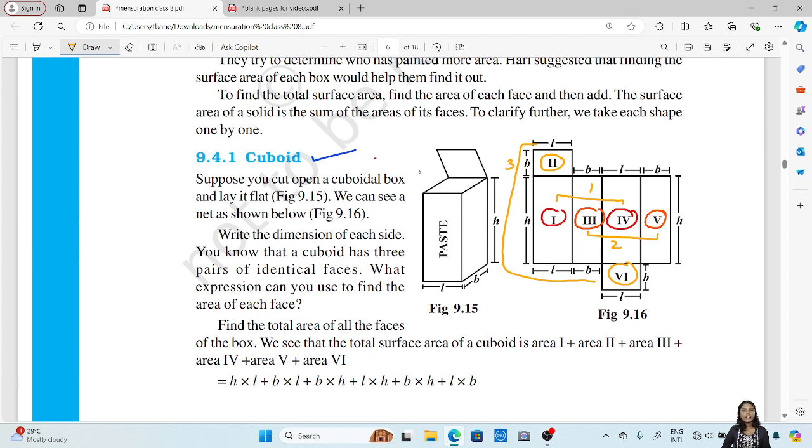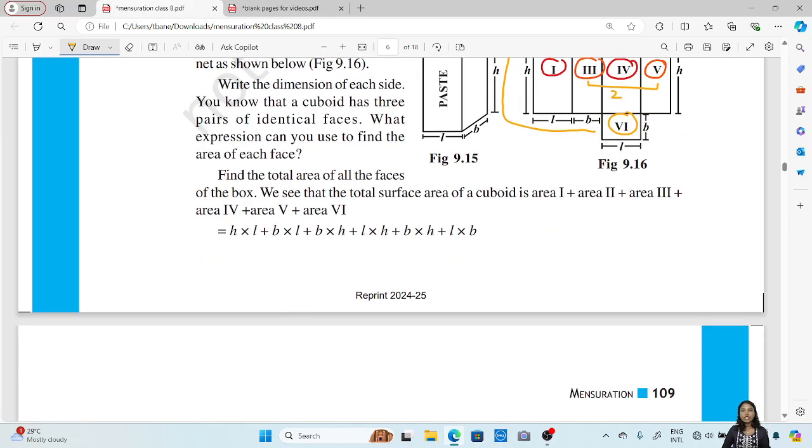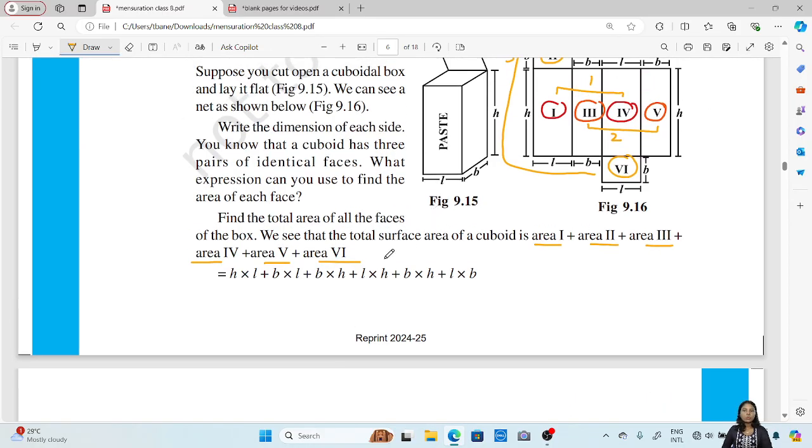Now say you have to find the area of each face. This is a rectangle, so to find the area of this face we say it is height into length. Then to find this we say it is height into breadth. And to find this we say breadth into length. So to find the total area of all the faces, we will write area of 1, area of 2, 3, 4, 5 and 6. Looking at the figure, we are going to write down what all of them are.